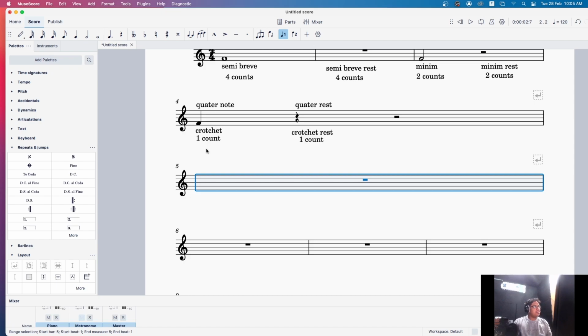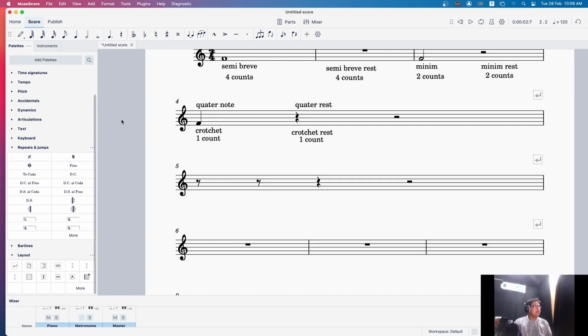After crotchet, that is after quarter note, we have the 8th note, that is the quaver. See, this is the quaver and this is the quaver rest. This is the crotchet rest. Okay, this is the quaver. Same thing, the writing is just the same as crotchet, along with the tail, a single tail. So this is called the quaver.